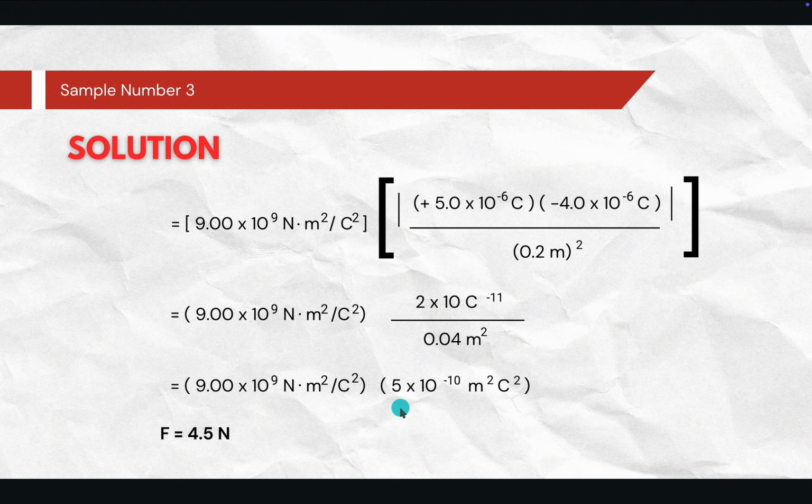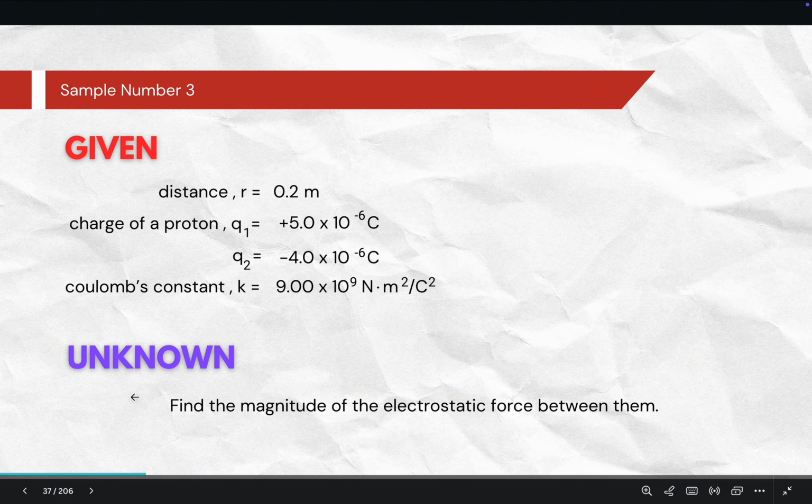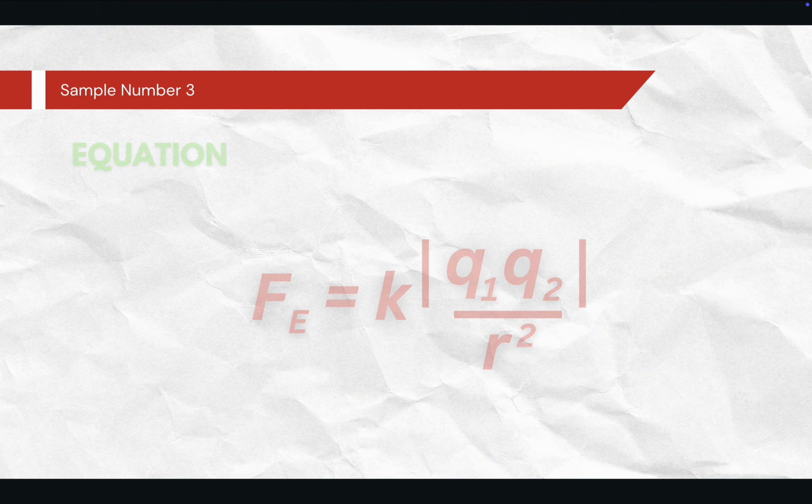So, the answer is 5 times 10 raised to negative 10 C squared over m squared. Then we multiply that by the Coulomb constant, which is 9.00 times 10 raised to 9. So, the answer is 4.5 N. That's the final answer for the magnitude of the electrostatic force.